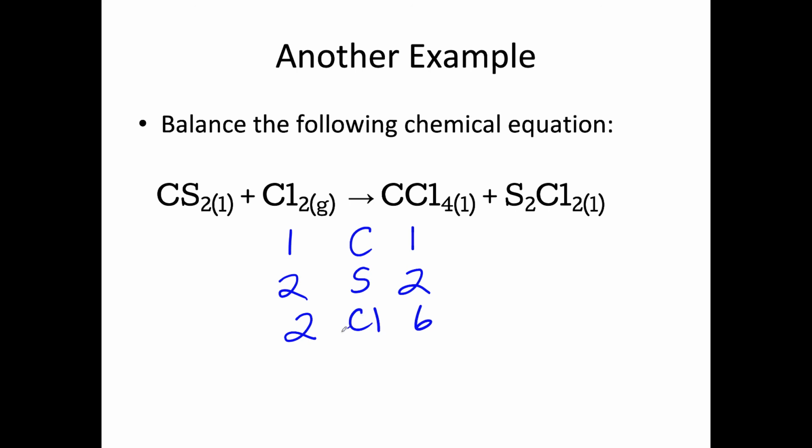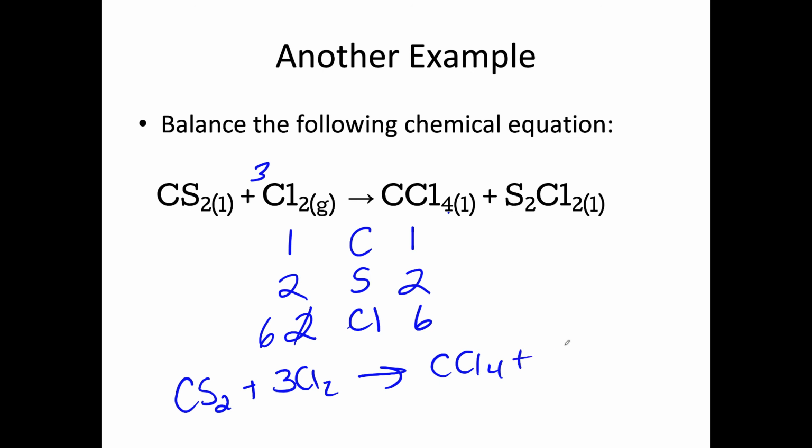This is easy. All right, carbon's balanced, sulfur's balanced, chlorines are not. We got 6 on the right, 4 from here, 2 from here. So we need to change the coefficient for Cl2 to get to 6, and that will give me 3. I need 3 units of Cl2 to give me 6 chlorines. And then my answer is CS2 plus 3 Cl2 yields CCl4 plus S2Cl2.